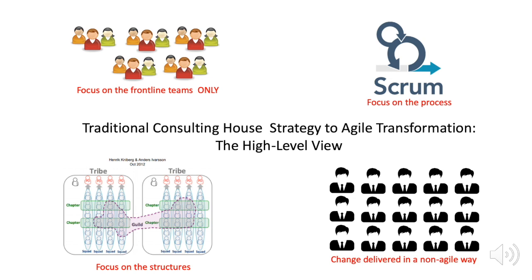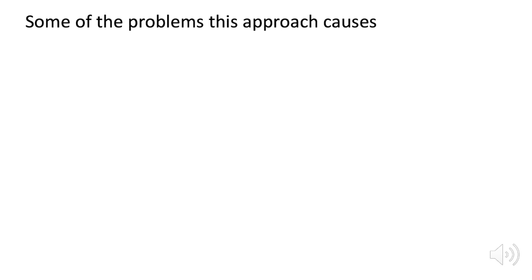Finally, that last little bottom bit in the bottom right-hand corner there, change delivered in a non-agile way, means that you get consultants in with non-agile mindsets and middle managers with non-agile mindsets running organisational culture change, in a waterfall way. So, how is this supposed to work? I mean, it's just hugely contradictory and causes many, many problems.